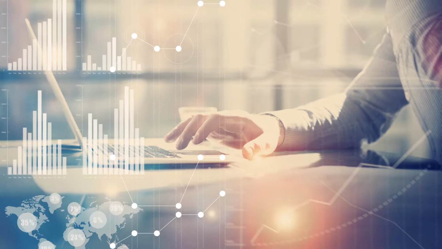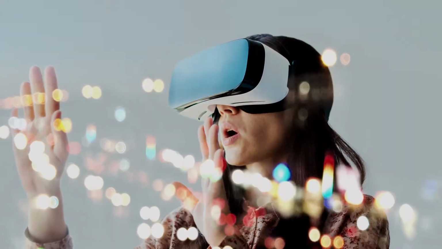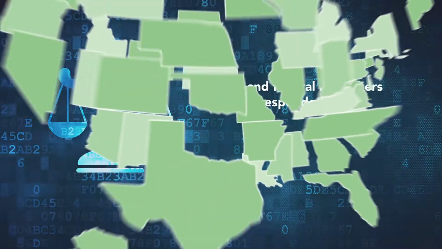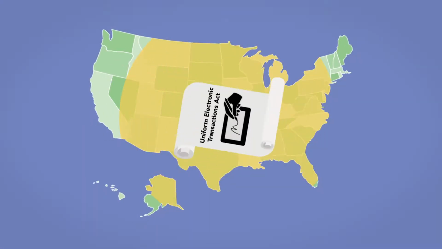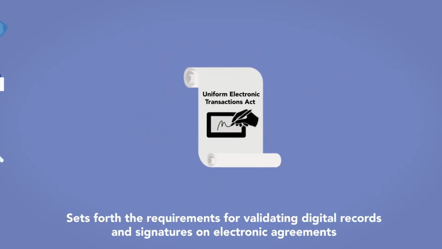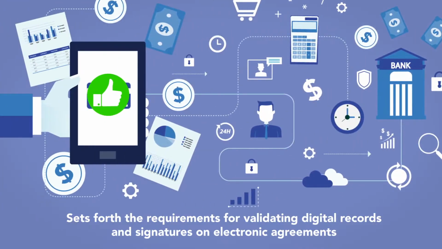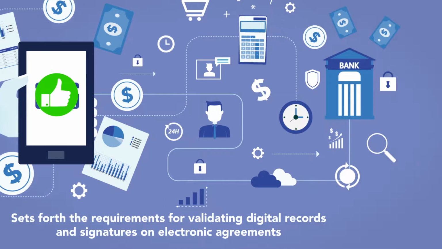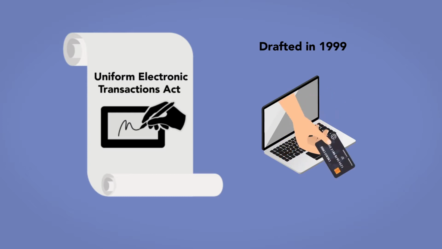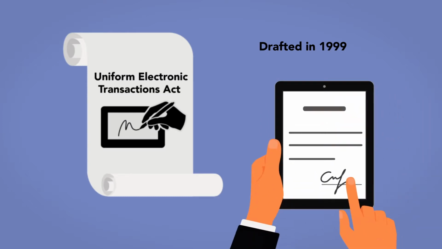Modern technology has altered the landscape of traditional contract law, and state and federal lawmakers have responded in turn. Nearly every state has enacted the Uniform Electronic Transactions Act, which sets forth the requirements for validating digital records and signatures on electronic agreements. The act was drafted in 1999 to remove unnecessary legal barriers to the growing field of e-commerce. It establishes the forms and types of electronic records and signatures that are considered equivalent to signed paper agreements.